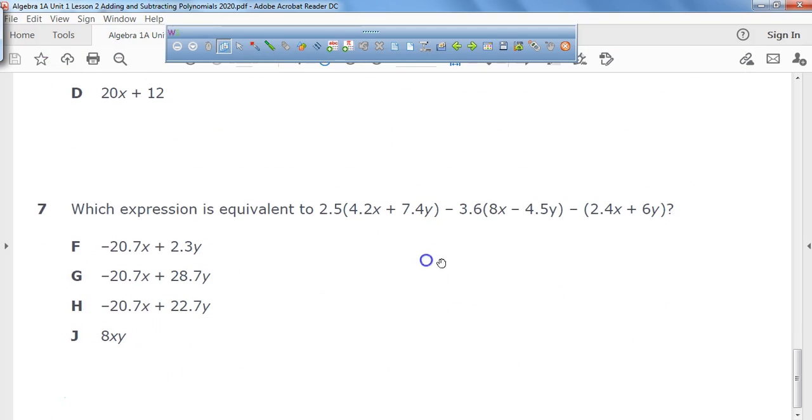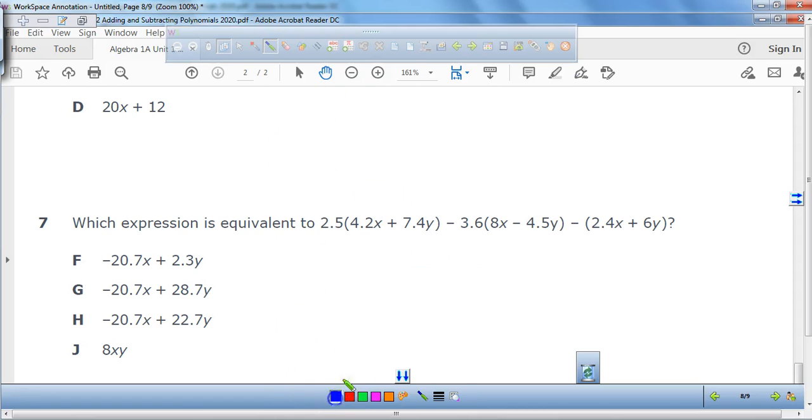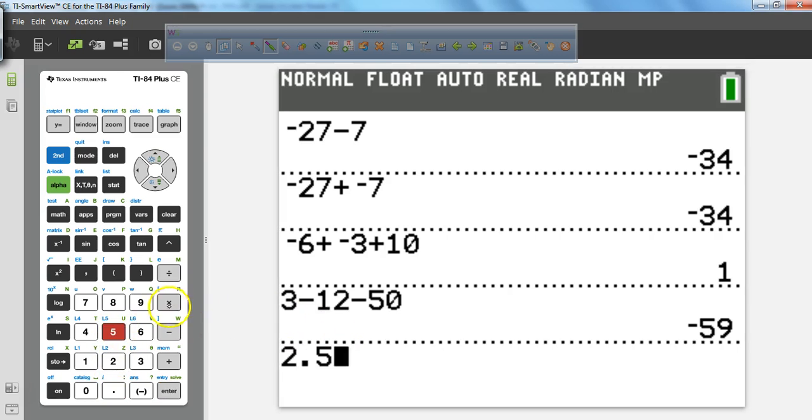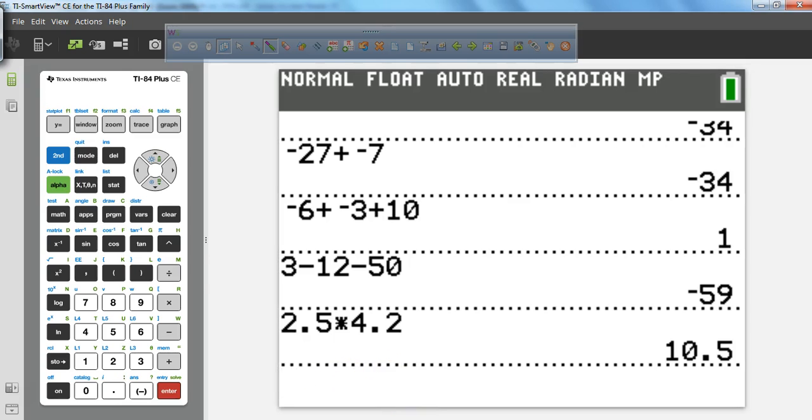All right, and last but not least, what we're going to do right now is show you guys how to use the graphing calculator to help you with the multiplying of decimals. So we got 2.5 multiplying to both of those. We've got negative 3.6 multiplying to both of these. And then we have a negative being multiplied to both of those. So here we go, 2.5 times 4.2. It's a total of 10.5.